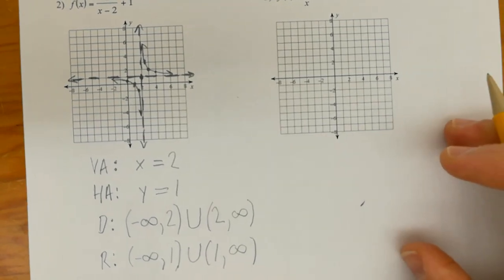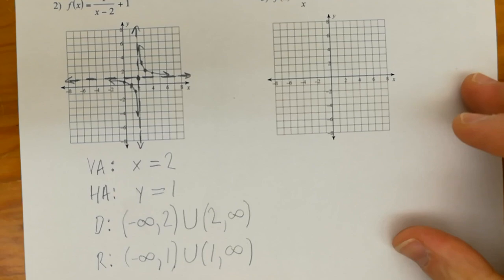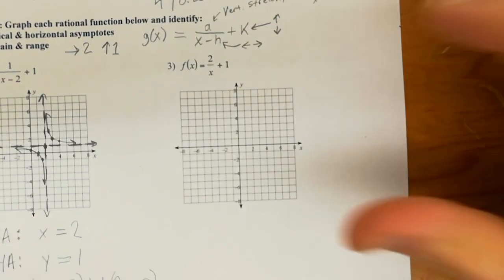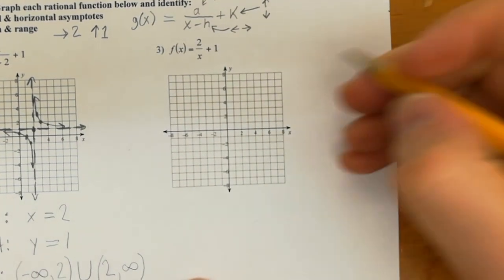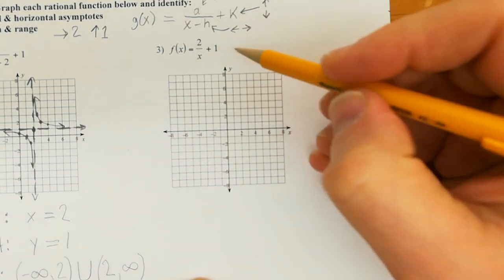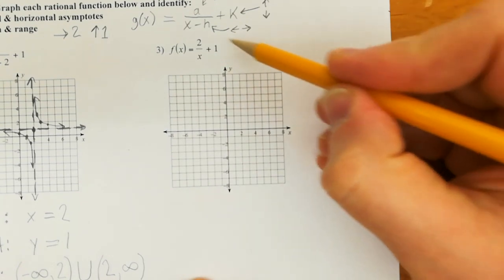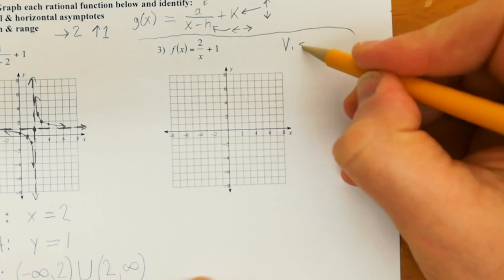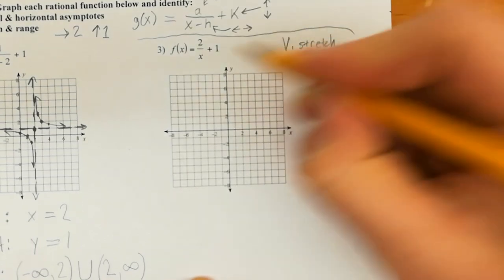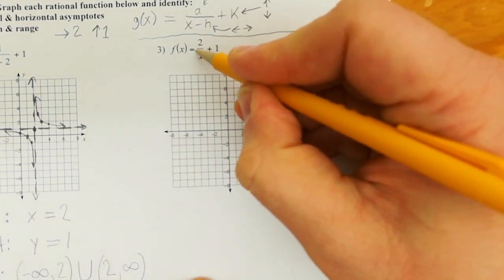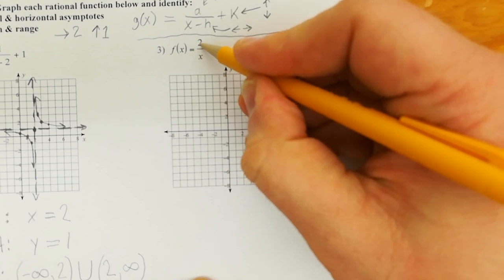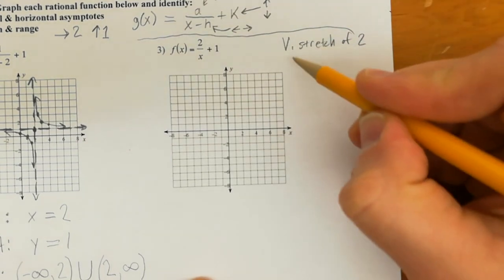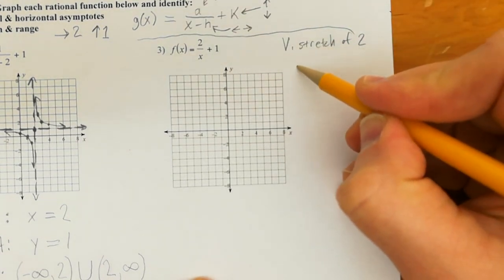All right, why don't you guys do... actually I'll do number 3 with you because we have a stretch here on this one. Okay, so number 3. Let's think about what the transformations are. Well, we have a vertical stretch of 2. So notice this vertical stretch shows up here. You could write it in front, but you can also write it on top of the fraction. So yeah, vertical stretch of 2. And then it goes up by 1.